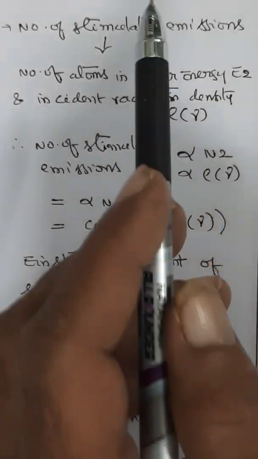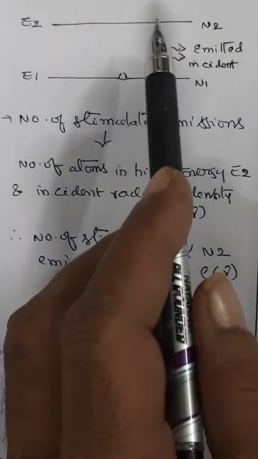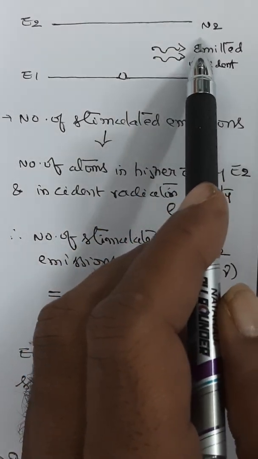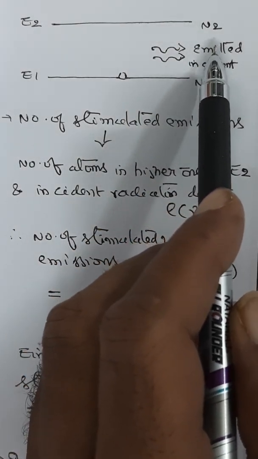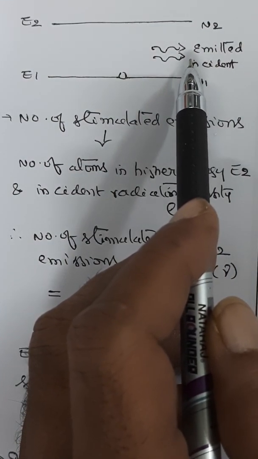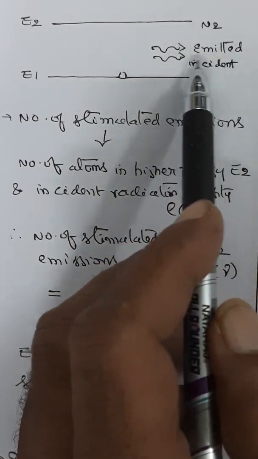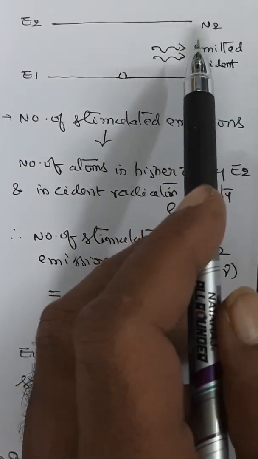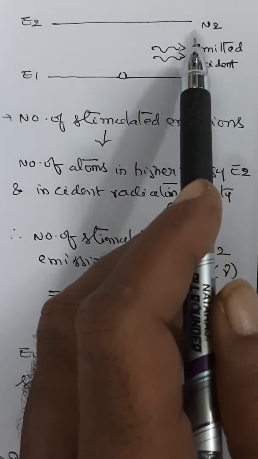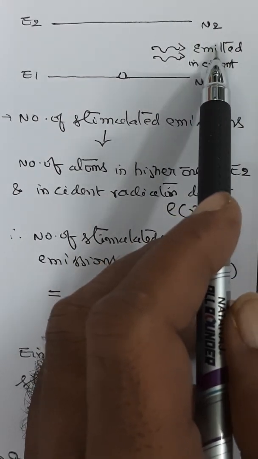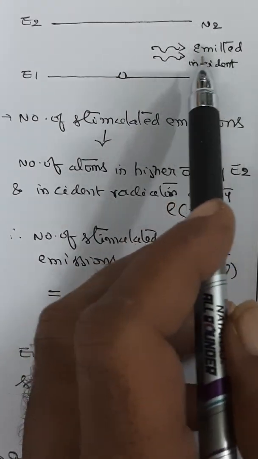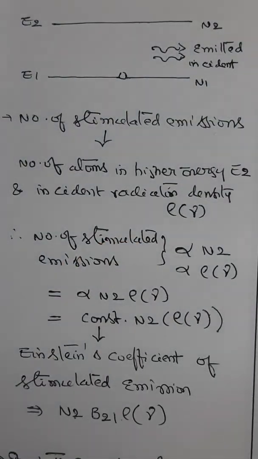Now, if you observe the earlier diagram, something interesting is happening in this process. In addition to the emitted photons, there will be incident photons. All these photons have the same energy, the same frequency, and they are all in phase. As a result, they all get reinforced together. That will result in highly intensified, monochromatic and coherent radiation, which is nothing but laser radiation.